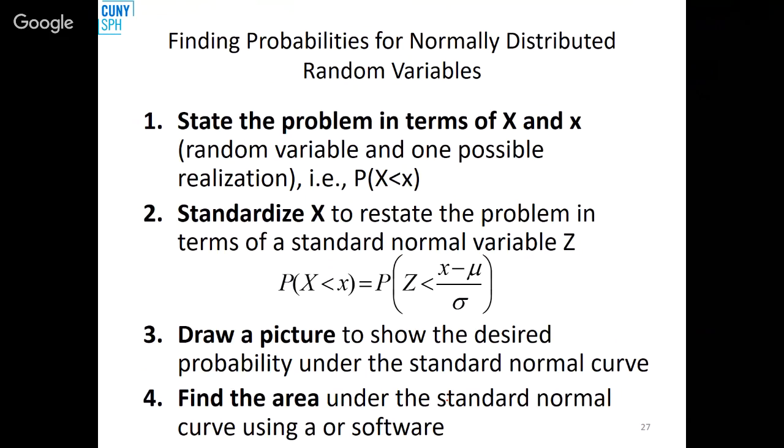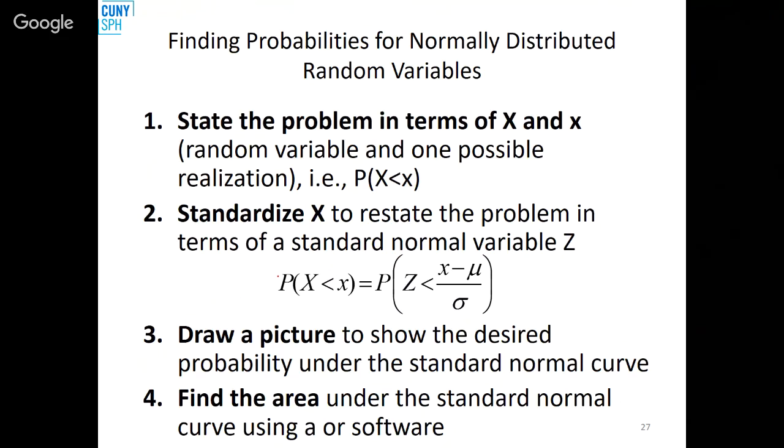All right, so this is just for your own assistance in tackling these problems in a systematic way. First, stating the problem in terms of the random variable and the realization of it. So for example, the probability that my random variable uppercase X takes a value less than this particular realization lowercase x.